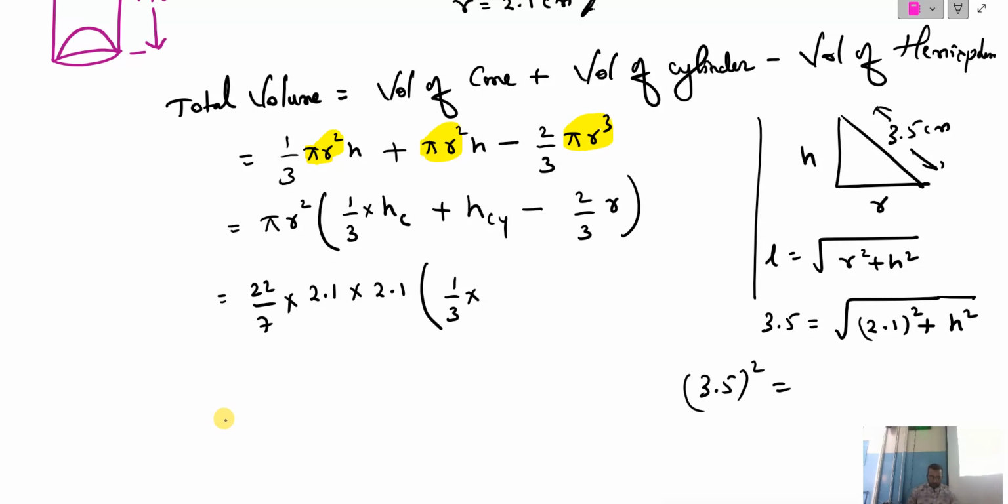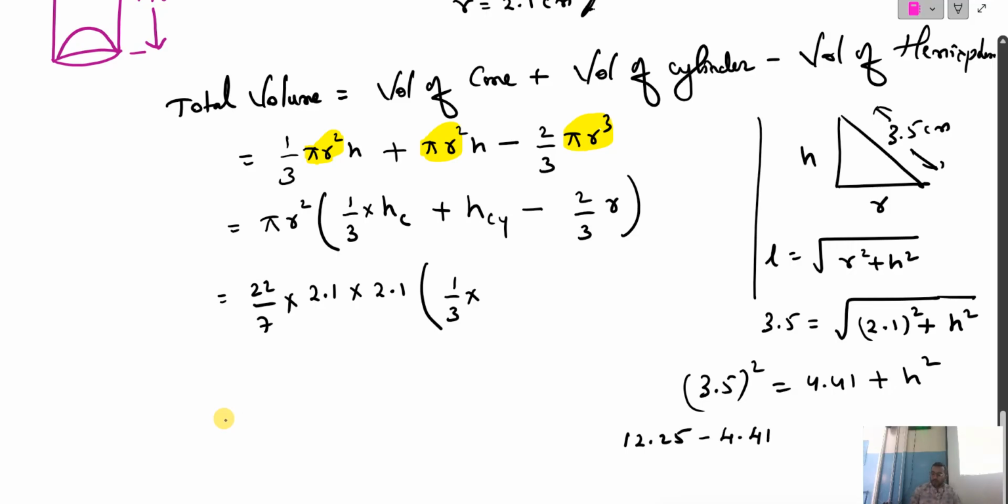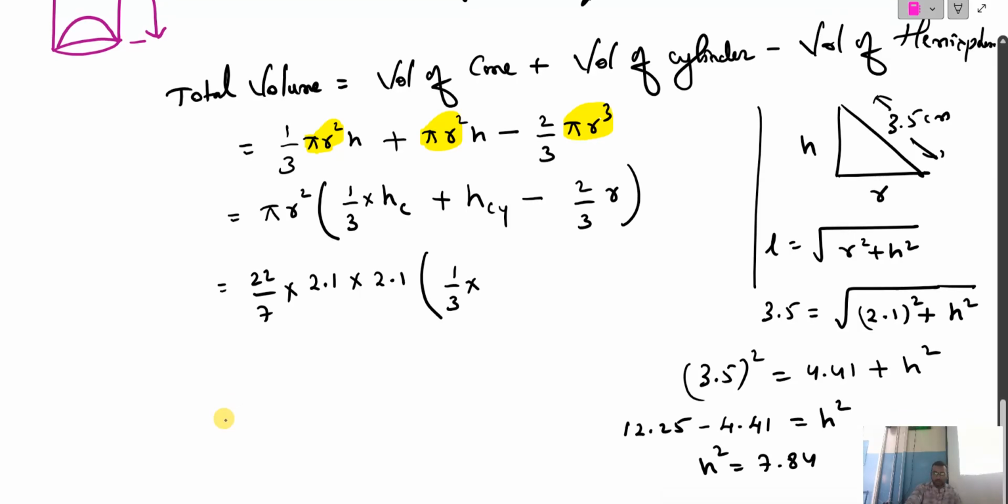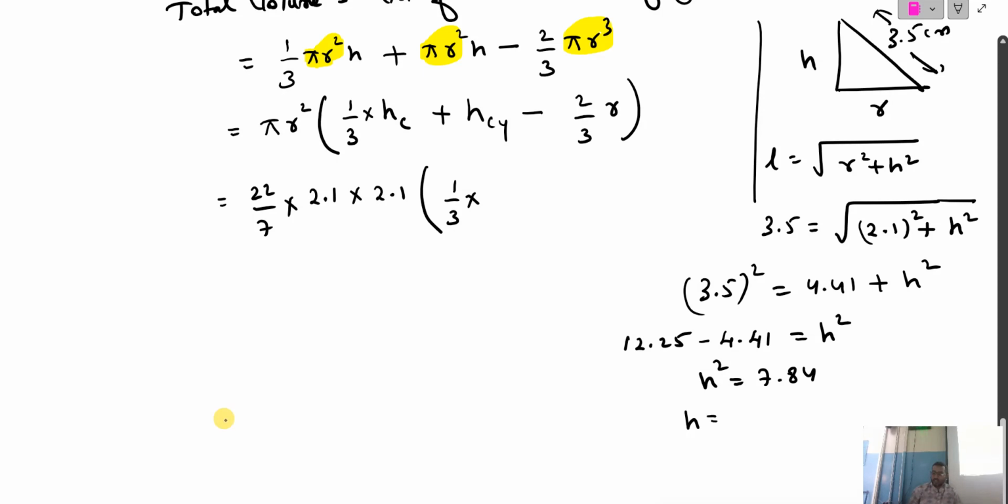What is the value of 2.1 whole square? 2.1 into 2.1, 4.41, plus h square. Then 3.5 into 3.5 is 12.25. 4.41 comes this side, minus 4.41, equals h square. Then h square equals 12.25 minus 4.41, that is 7.84. Then h equals root of 7.84. So h equals, what is the square root of 7.84?